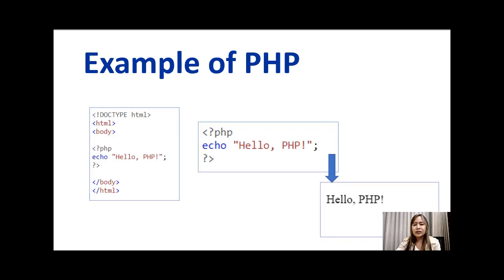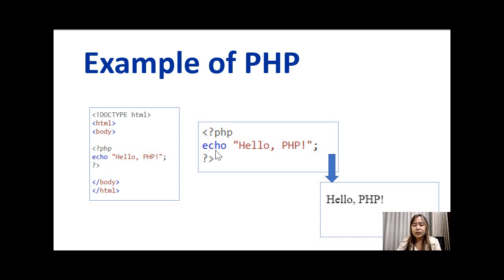So let me first give you an example of a PHP code. As you can see here, we have an HTML file, and inside the HTML file is a PHP script or code. If you look into this particular code here, we have a PHP script, and it starts with the less than or angle bracket followed by the question mark, and then PHP just to inform the compiler that this is a PHP code.